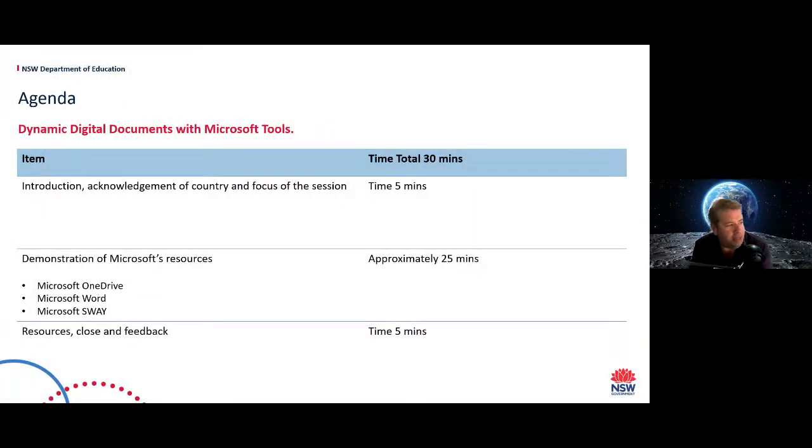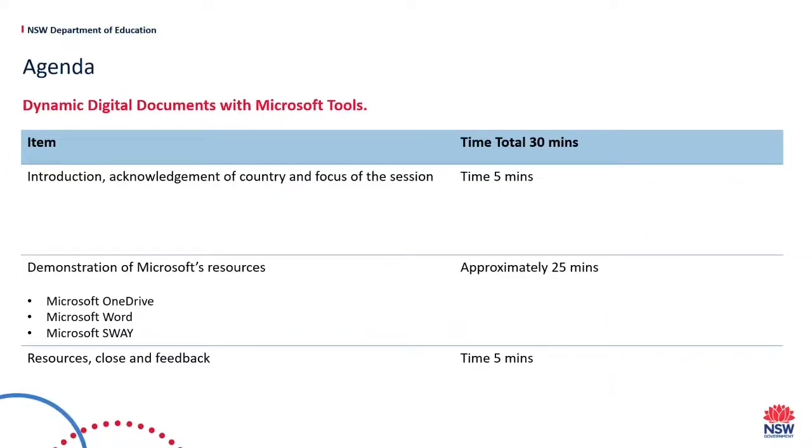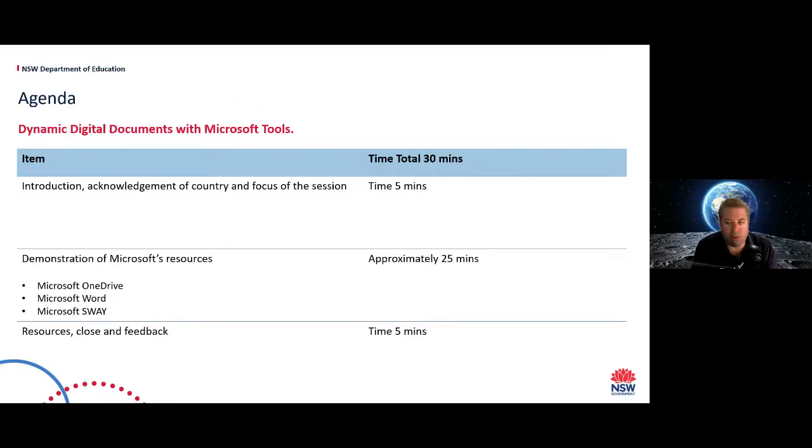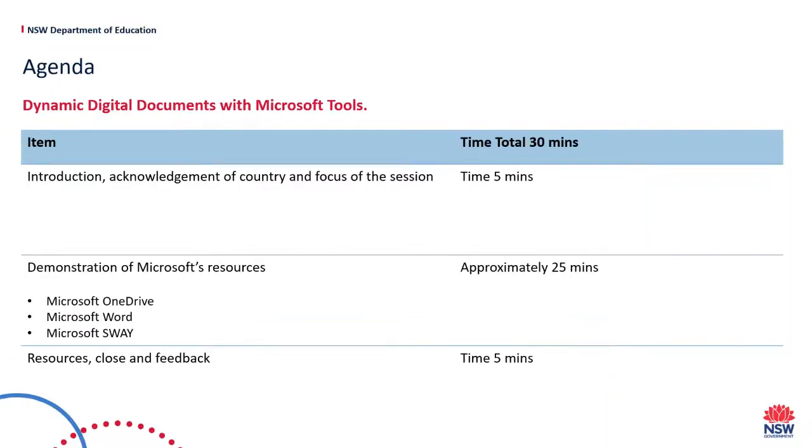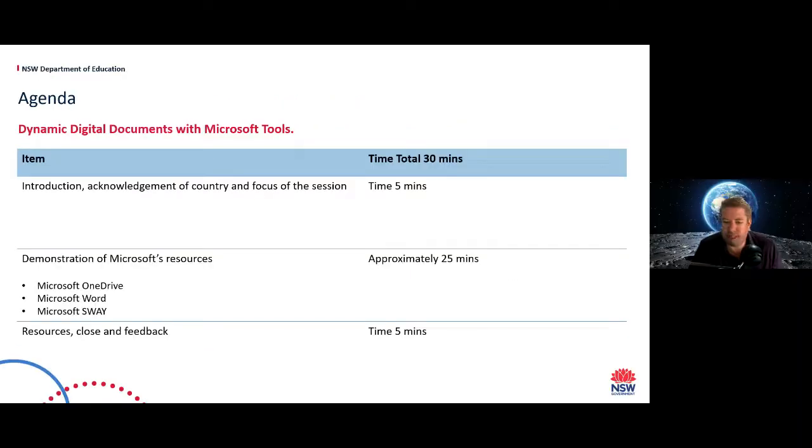So this is kind of a bit of the breakdown of our agenda today. We've had our introduction and our acknowledgement of country, and we're going to be taking you through 3 resources today. Just as a bit of a disclaimer, this is an introductory presentation on using Microsoft OneDrive, Microsoft Word, and Microsoft Sway. We're going to show you some of the cool features within each of these 3 platforms that will help you really build some dynamic documents as well as your file storage. And then at the end, a couple more minutes to show you a few resources.